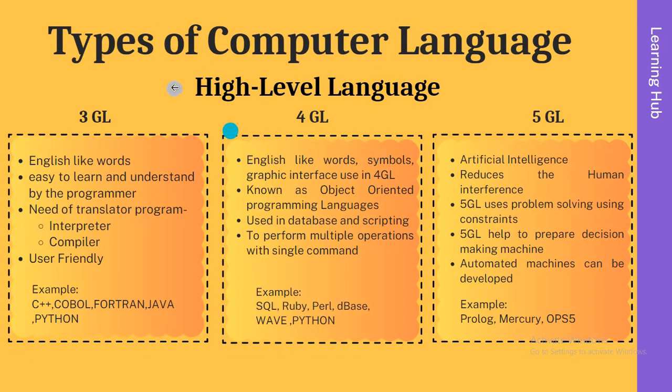Next, high level language. There are three types of high level language: 3GL, 4GL, 5GL. 3GL means third generation. High level language is directly understood by human beings. Human beings can easily understand the high level language. English like words are used in 3GL. It is easy to learn and understand by the programmer.